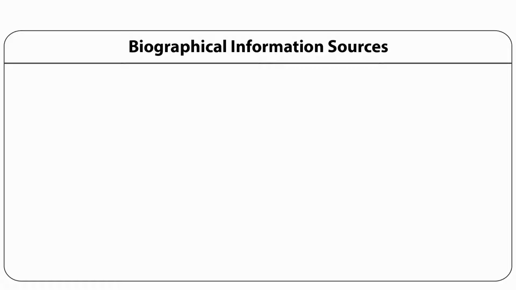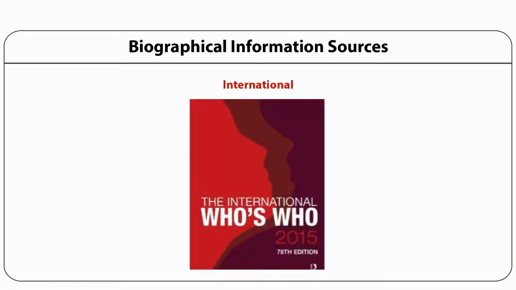Biographical information sources can be international or national in scope. For example, International Who's Who is an international biographical source which provides biographies of the world's most noteworthy people. Information provided on each person is personal data and career history, education, achievements, and membership. The publication is also available online.